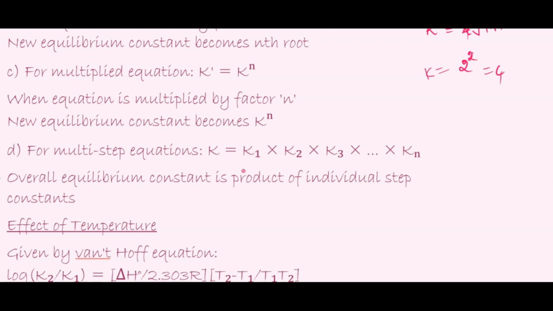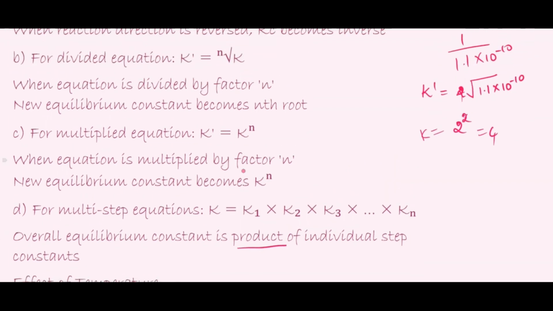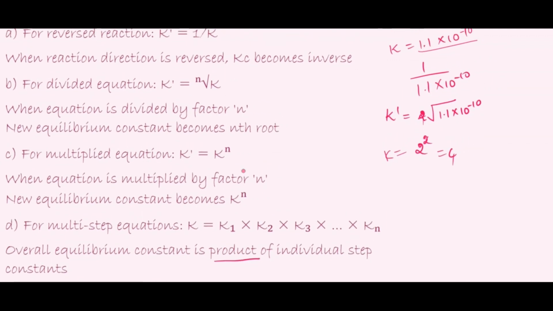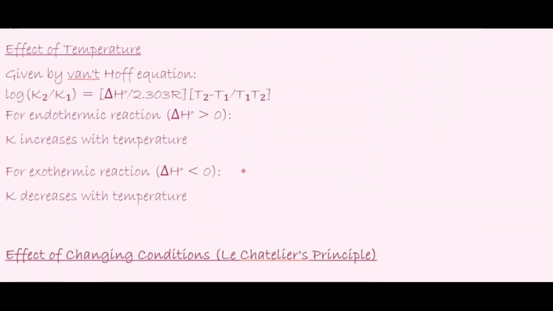If there is a multi-step reaction, multiply each and every equilibrium constant value to get the overall equilibrium constant. It is the product of the individual steps. Okay, so I'm keeping it here. Just take a screenshot of it. That will be helpful to you. Okay, done. Let's move on.